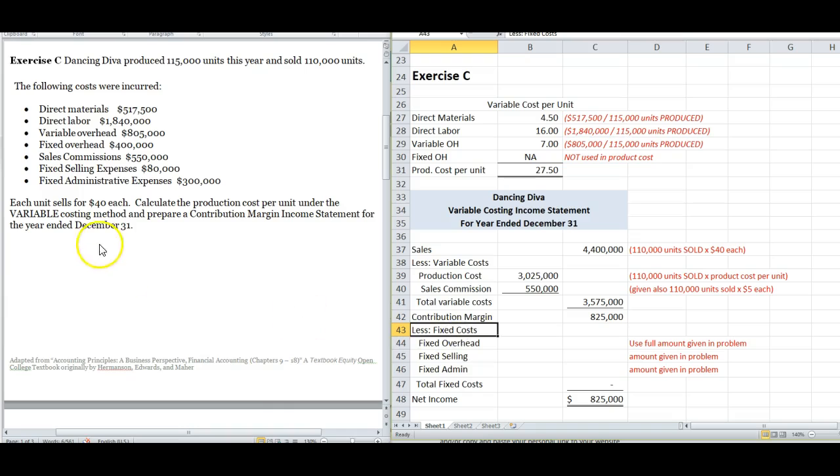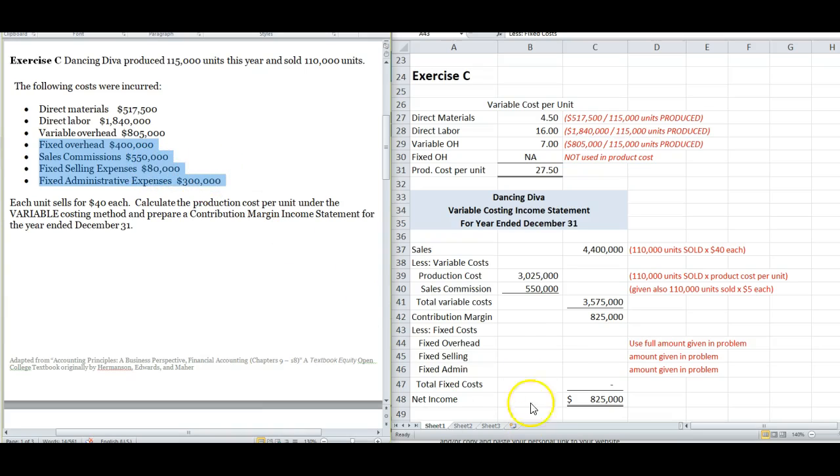So now we need our fixed costs. And they're going to give us our fixed costs here in the problem. They have given us fixed overhead. Sales commissions is variable, so we already accounted for that. Then we have fixed selling and fixed admin.